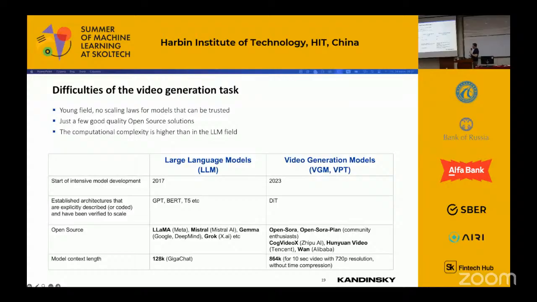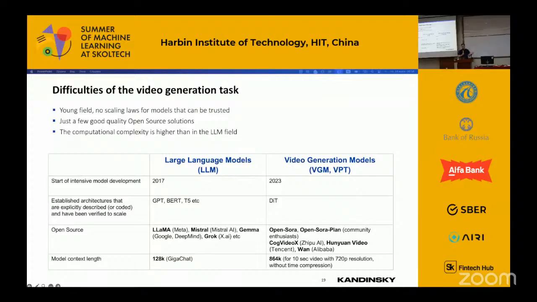But let's talk about the difficulties, actually, compared to LLMs, because LLM is a more well-known field. Video generation is a young field, as we see, because it started from 2023, 2024, so like one, two, maybe three years, and that's all that we have. So there are no scaling laws for these models that can be trusted.